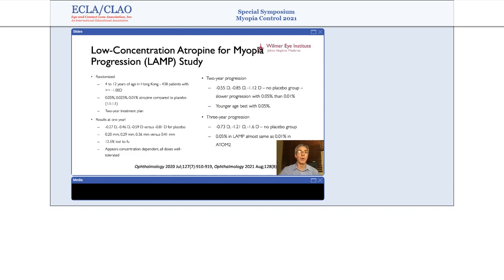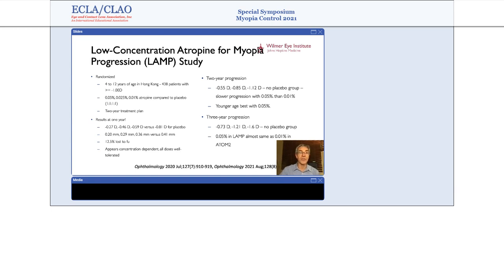Doubling down was the LAMP study from Hong Kong, which was a randomized study which found that children 4 to 12 years of age had a delay in myopic progression with 3 different doses of low-dose atropine: 0.05, 0.025, and 0.01. They've now published results through 3 years. The results at 1 year were certainly surprising, but they did work at all concentrations.